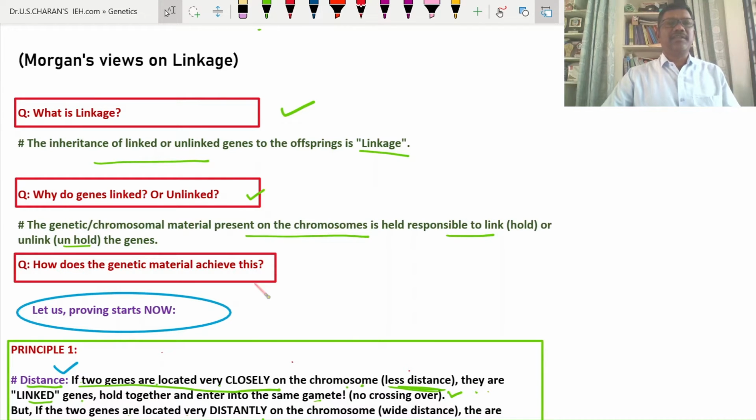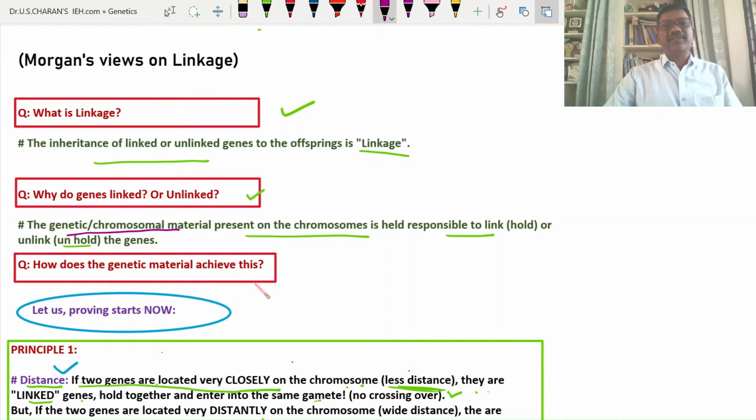So what is linkage? The inheritance of linked or unlinked genes to the offspring is called linkage. It means some are linked genes and some are unlinked genes. The inheritance pattern of these genes is discussed in the linkage by Morgan. Why are genes linked and why are genes unlinked? The genes or alleles located on one chromosome are linked with each other because of the genetic material or chromosomal material. The chromosomal material is held responsible for holding the chromosomes. That's why they are linked. They are coupled to each other and enter into the same gamete.